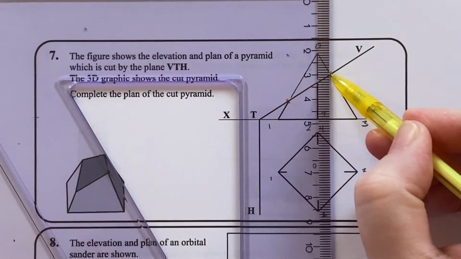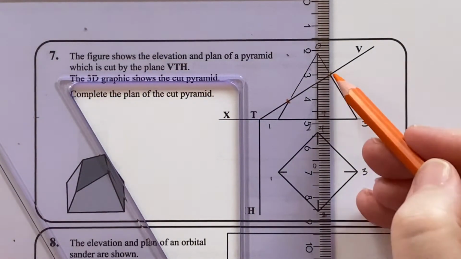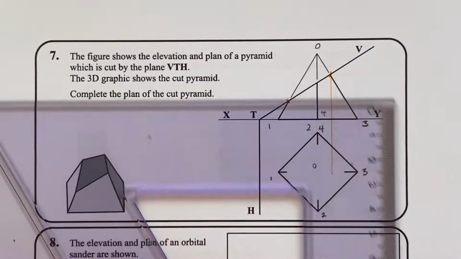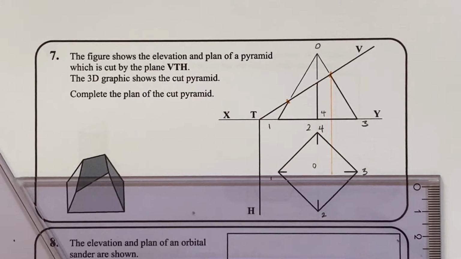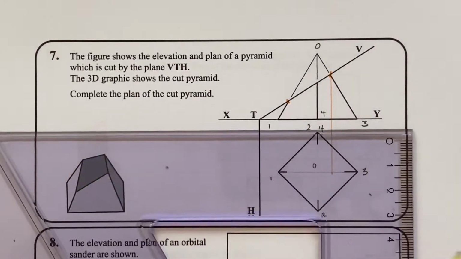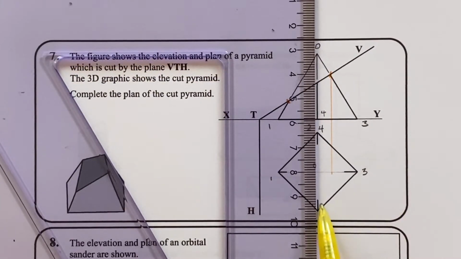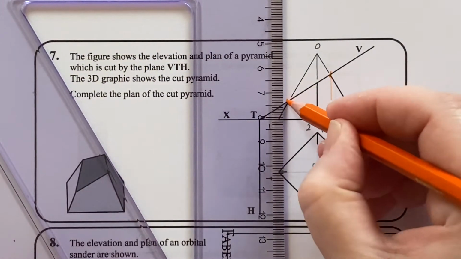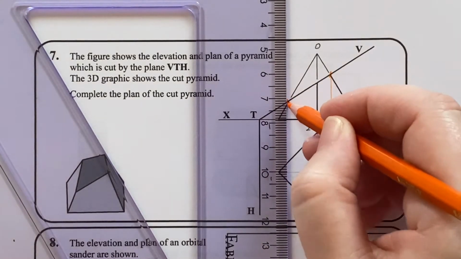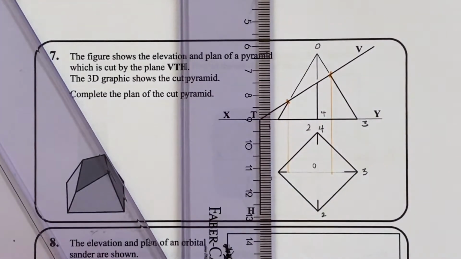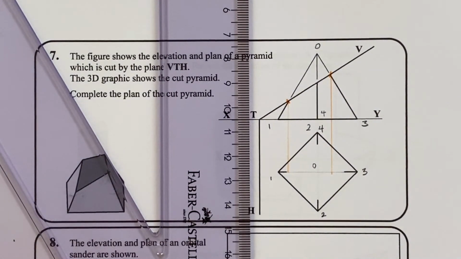There's the point on the trace, and I project that down onto line 3, 0. So I need to put in line 3, 0. And if I do the same at the other side, there's my second point.